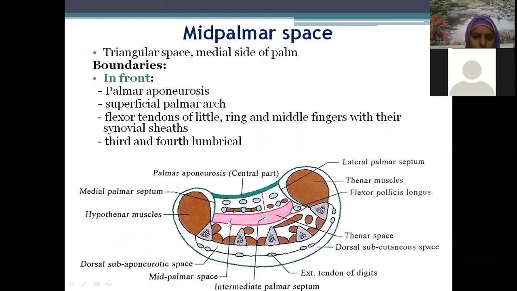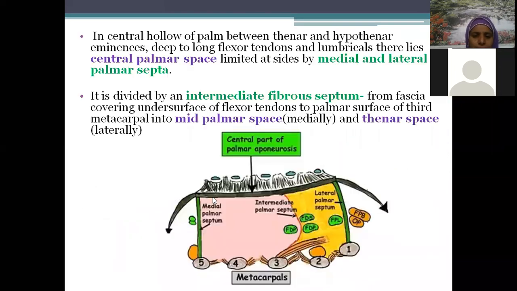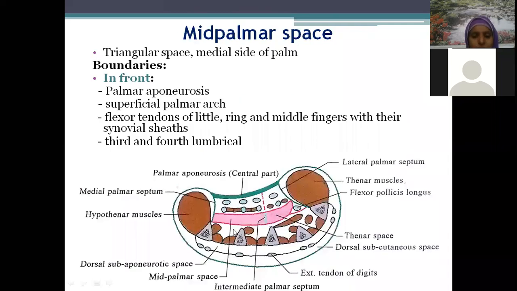We know this septum, I just told you, is the intermediate septum, isn't it? This is the medial palmar septum. This pinkish line is the intermediate septum. This one is the lateral septum. If you recollect the previous picture, this is the medial palmar septum, this is intermediate. Between these two, which space is this? The mid-palmar space.